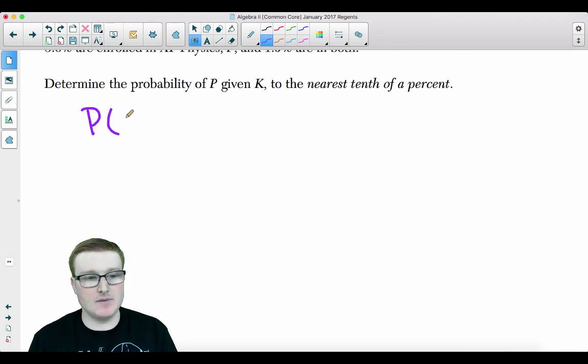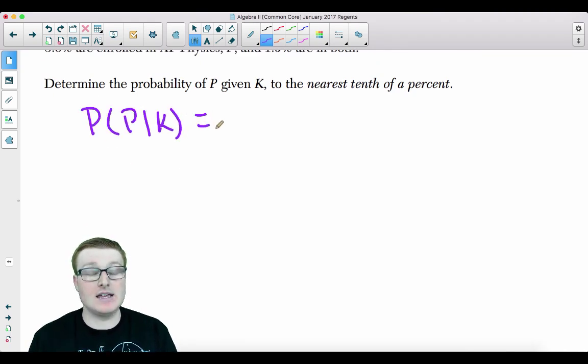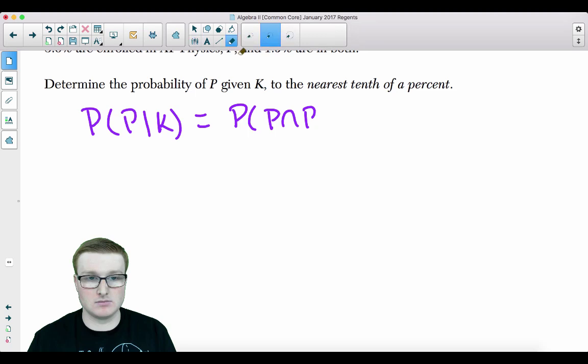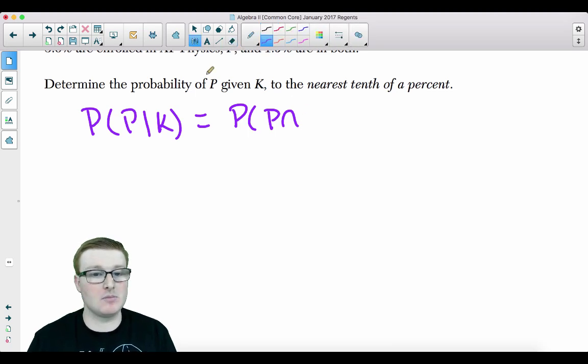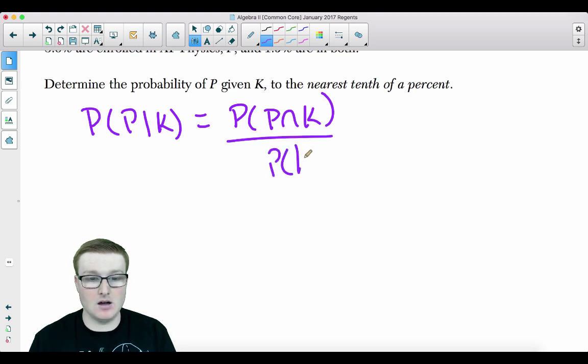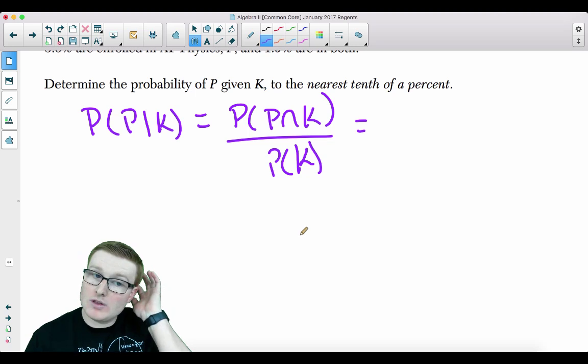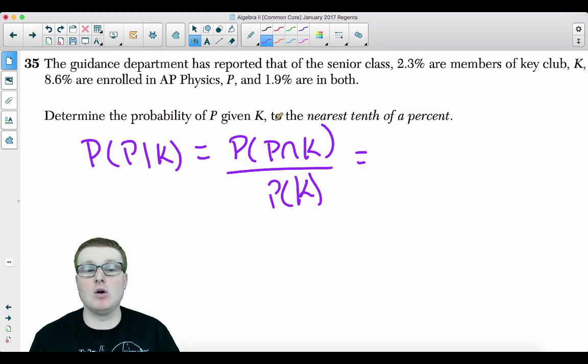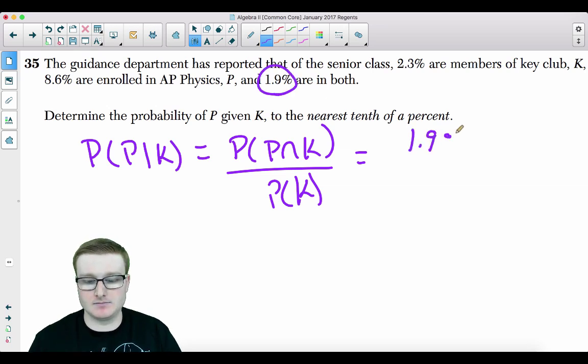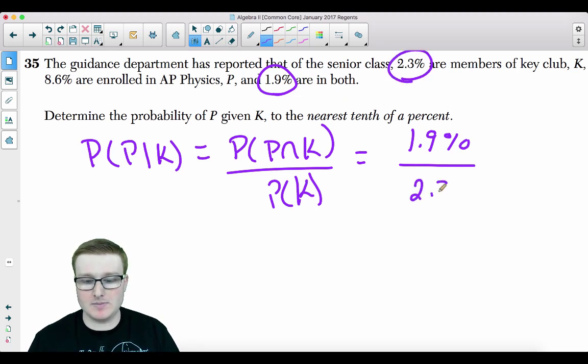The probability of P given K is given by the formula: the probability of P intersection K divided by P of K. Okay? So, the probability of the intersection of both, intersection means that they're in both groups, is 1.9%. Divided by the probability of enrolled in Key Club, which is 2.3%. When you divide those two numbers, you get 82.6%. That's it. That's your answer.